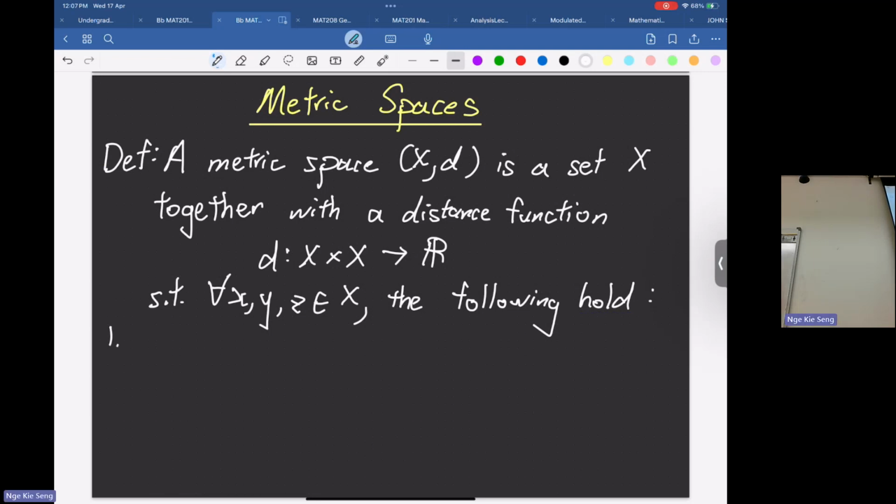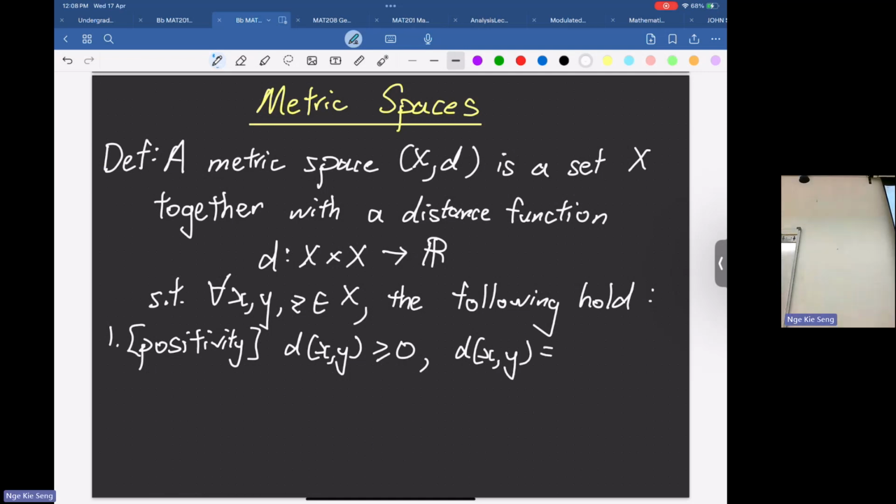So first, it satisfies a positivity property. Meaning given any 2 points, this distance should be greater or equal to 0. And when does it achieve 0? It is only when x equals y. Positivity. And symmetric. So you should expect symmetric.